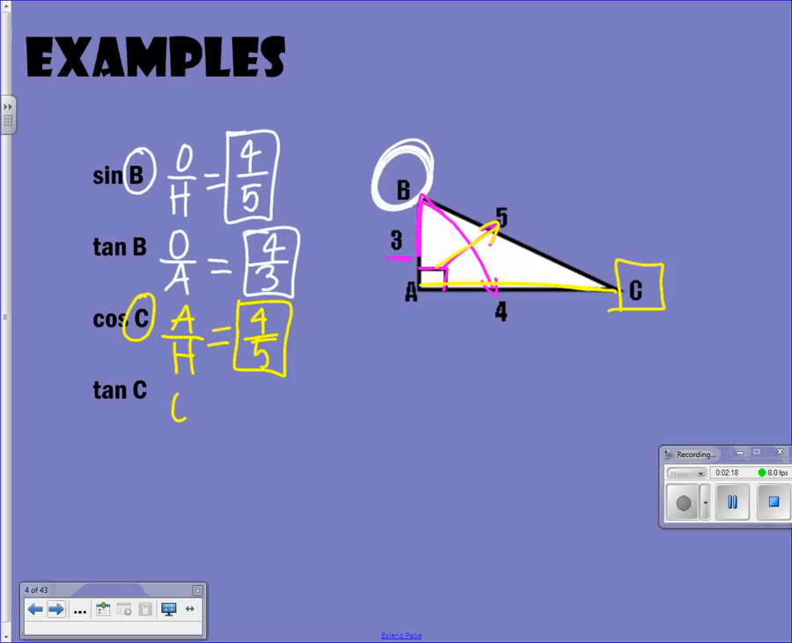Tangent is TOA, so that's opposite over adjacent. Again, keep in mind we're starting at angle C. This time across from angle C is my 3. So it does matter where you are, so be careful there. Across from angle C is 3, and then the adjacent, which is the attached, is 4. So 3 over 4. If you notice, the tangents between B and C are flip-flopped, so be careful there. Always start at the angle that you're given.